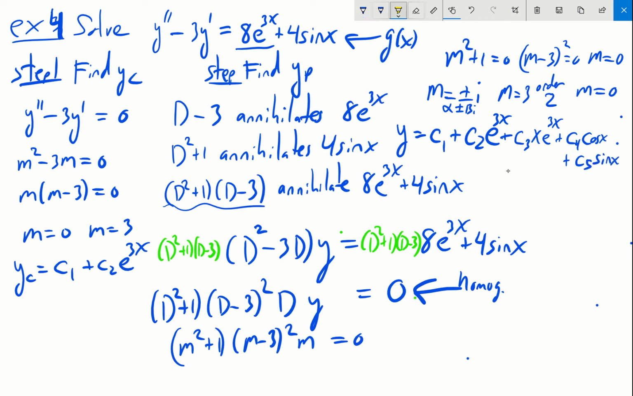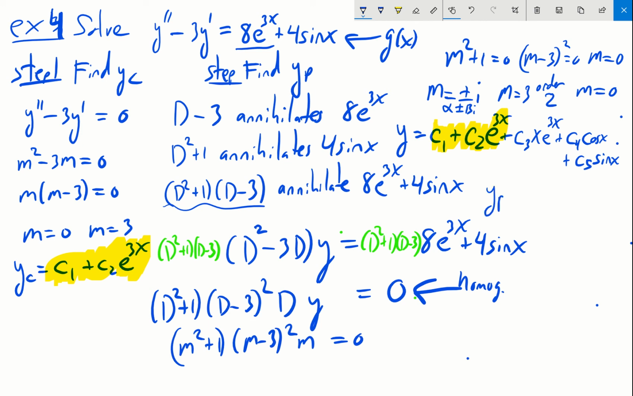And if we look carefully, there's a little bit of overlap between y sub p, the y value we have now, and our complementary solution. In particular, a constant, and a constant times e to the 3x, is already included in that portion of it.